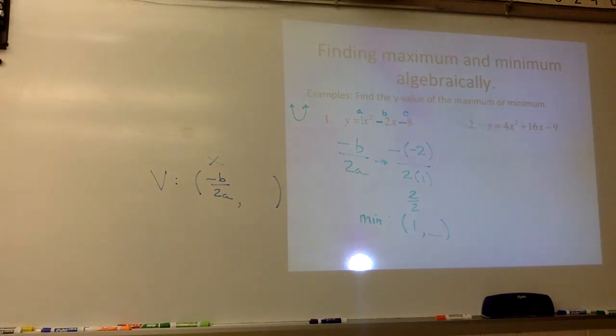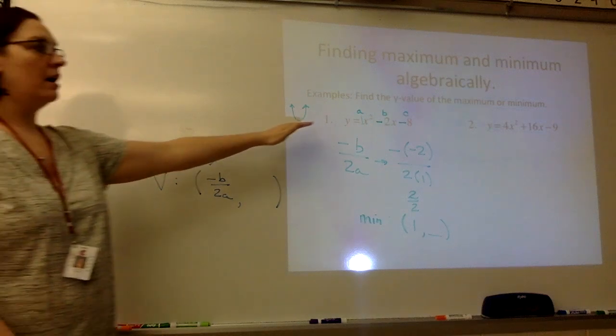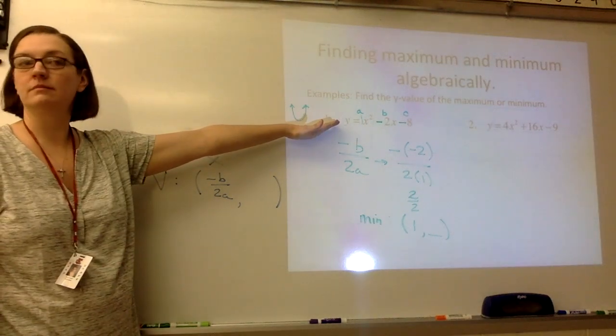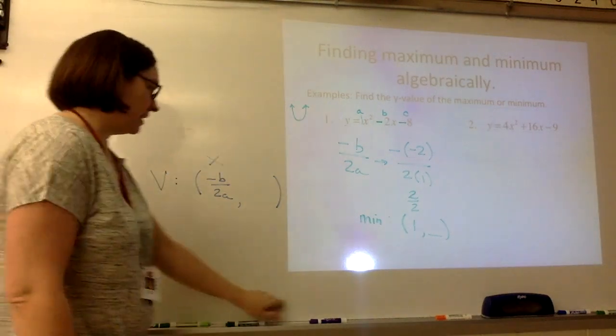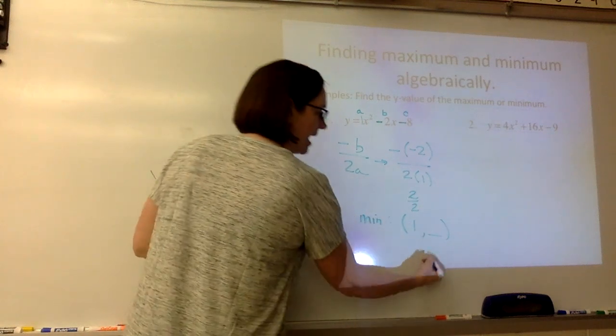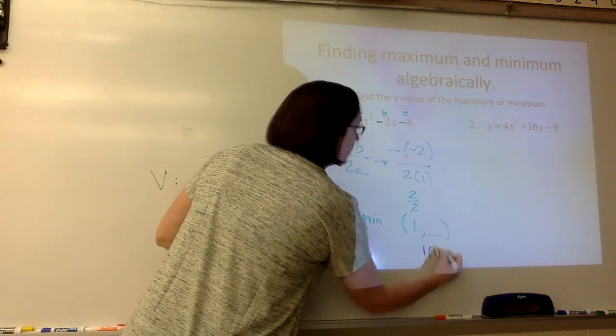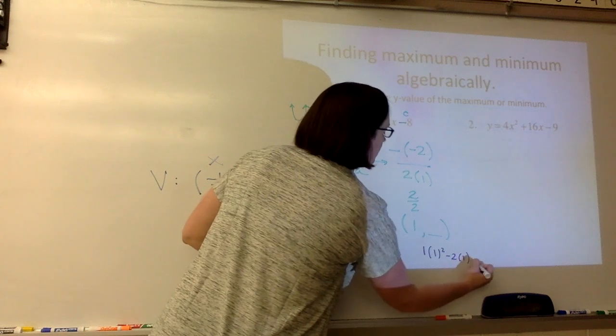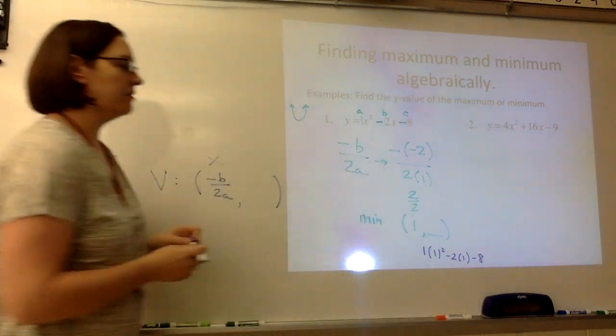Plug and chug. All right, now, if I tell you the x is 1, how can I figure out the y based on my equation? Just plug it back in. Exactly right. So to figure out y, I'm going to get 1 times 1 squared minus 2 times 1 minus 8. What does that give me?